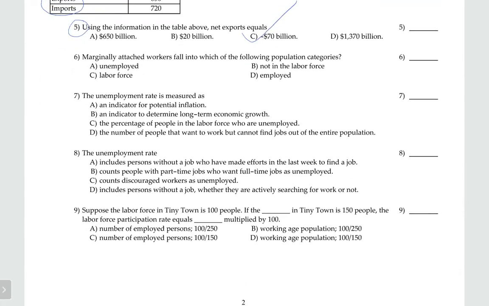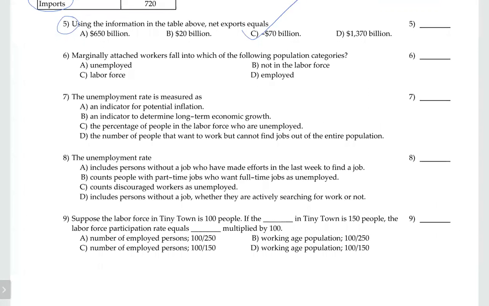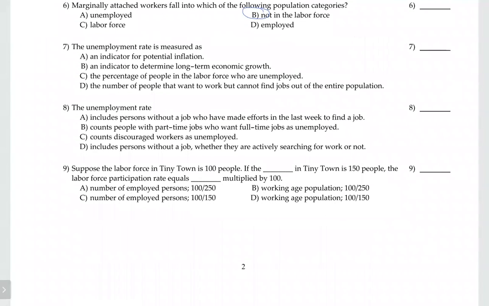Question 6, marginal attached worker falls into which of the following categories? So they are not in the labor force because they haven't actively searched for a job in the past 4 weeks. Okay, so they are not in the labor force. 7, unemployment rate is measured as C. Okay, so that's the definition of unemployment rate.